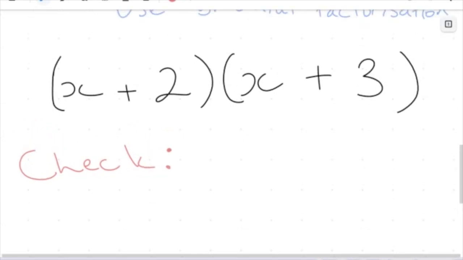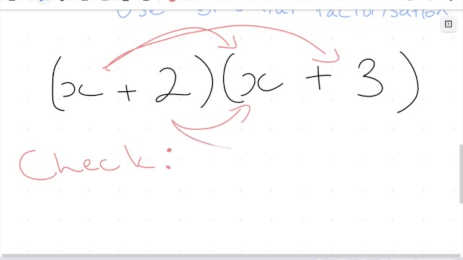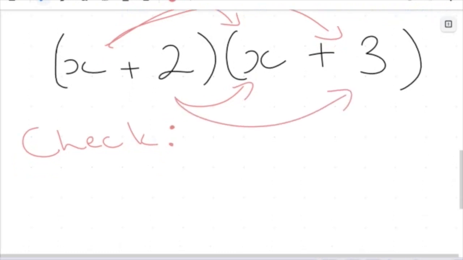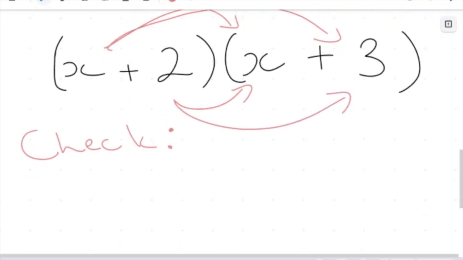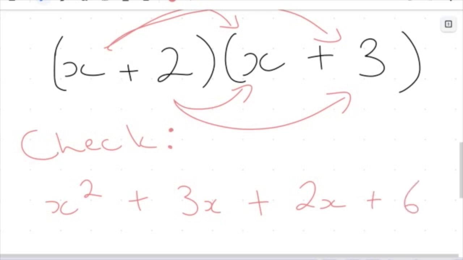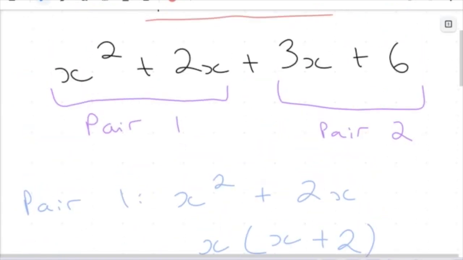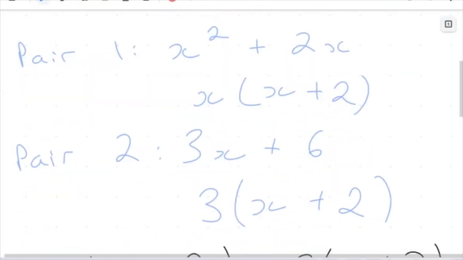So I'm going to check this by using the FOIL method. So I'm going to multiply each of these terms together. They're all going to interact. So when I multiply x by x, I get x squared. When I multiply x by 3, I get 3x. When I multiply 2 by x, I get 2x. And when I multiply 2 by 3, I get 6. So that is what we had up the top.